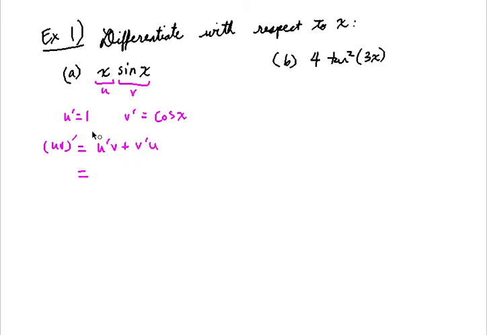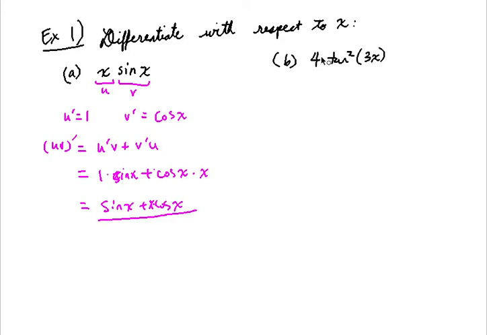Okay, and so now I would just multiply 1 times sine of x, plus v prime, cosine of x, times u, which would be x, and that would be my derivative: sine of x plus x cosine of x. Okay, so that would be the derivative of this function. Let's try 4 tangent squared of 3x.